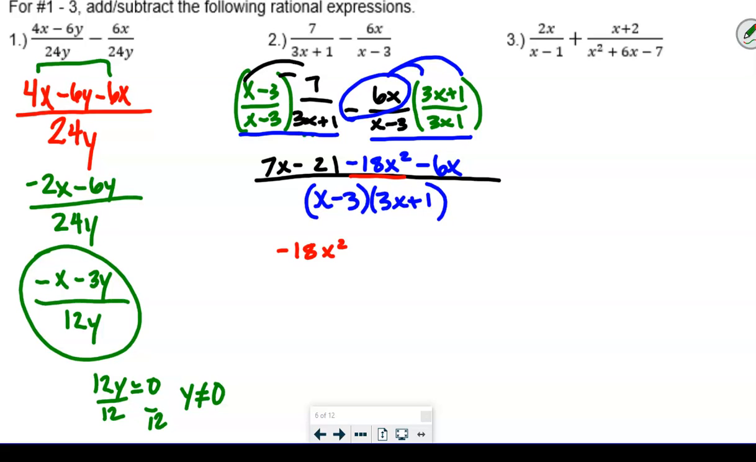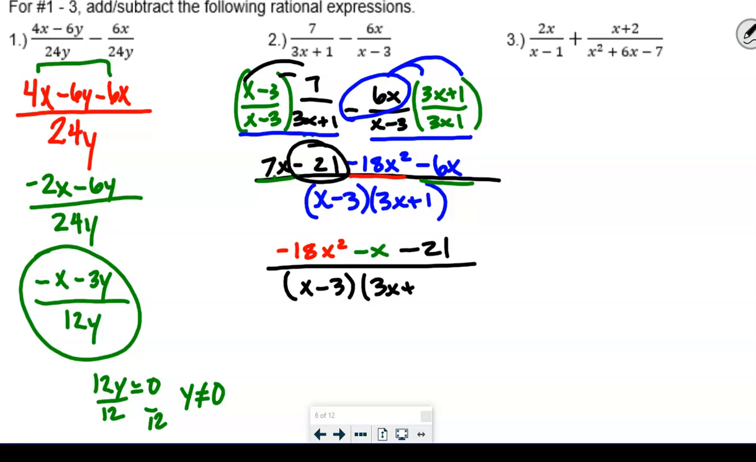We do have two x values. Y'all see that? So we got a 7x minus a 6x. So that's going to be minus x. And then we also have a constant left, right? Just this one constant right there. We don't have another one. So that's negative 21, okay? So now that all goes over, again, our common denominator, x minus 3, 3x plus 1, right? So what I'm going to do, just to check, is I'm going to multiply these by each other.